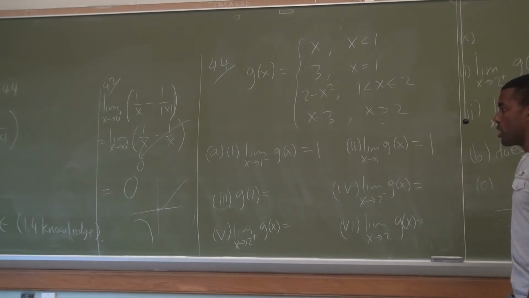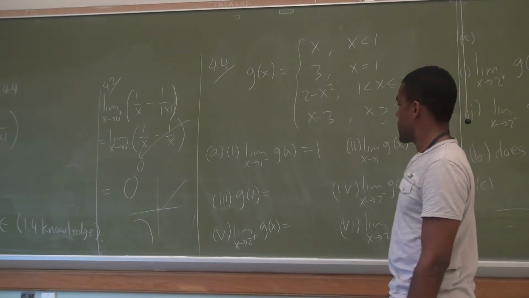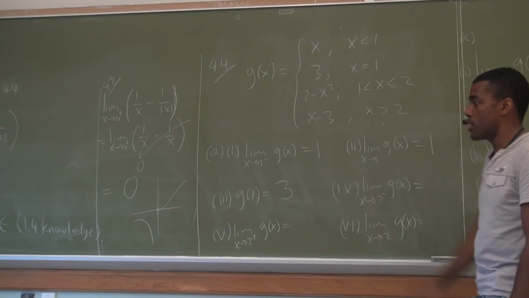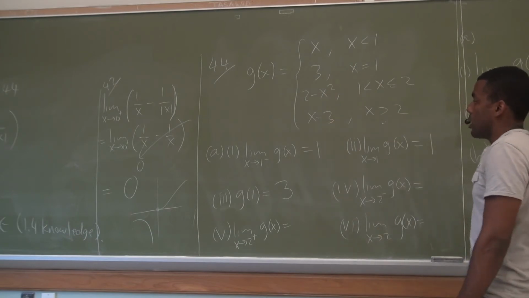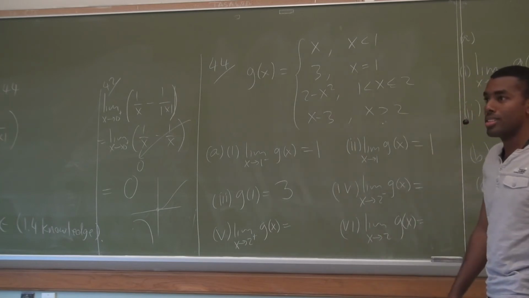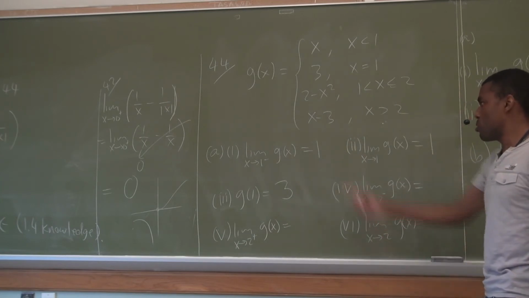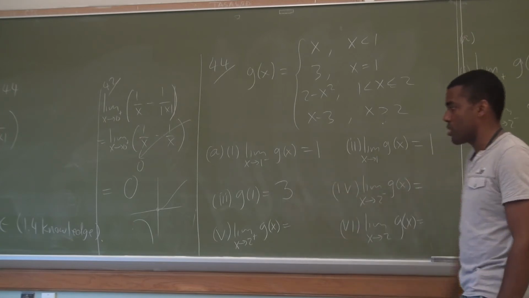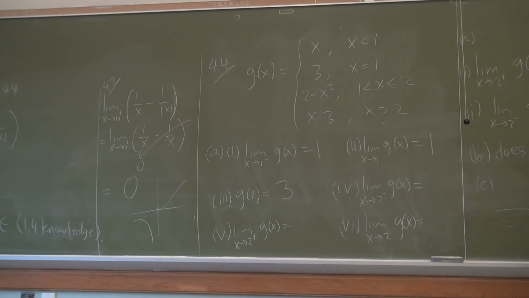What is g of 1? 3, right? When x is equal to 1, your function is 3. Here's a bonus question. Is g continuous at the value 1? No. The limit does not agree with the value of the function. This would have to be 1 in order for it to be continuous.